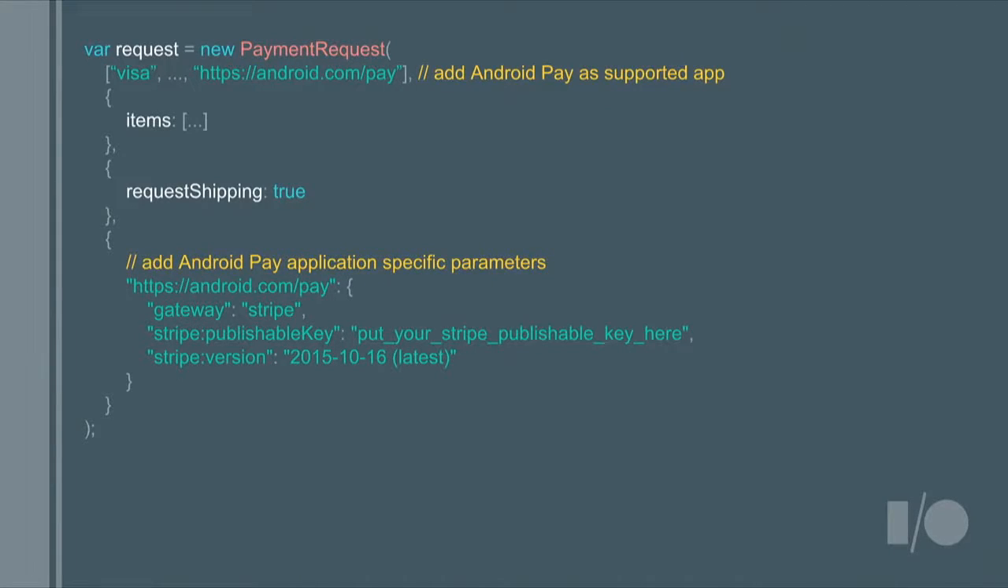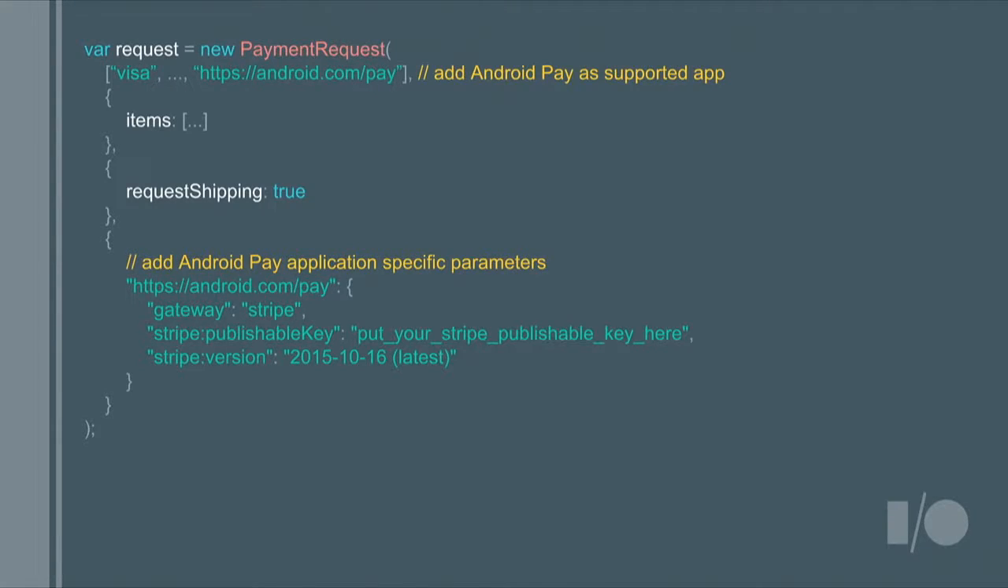The reason why it's so simple to add Android Pay integration is because payment request is designed specifically to be extensible to work with any payment application out there. So the first thing you need to modify in your existing payment request call is to specify the identifier for the payment application. In this case, it is android.com/pay, which identifies Android Pay.